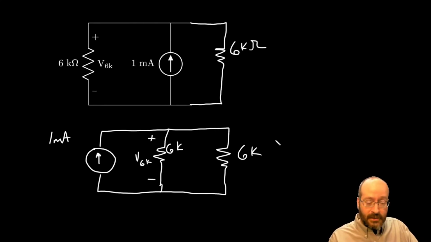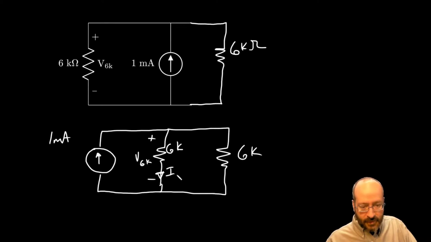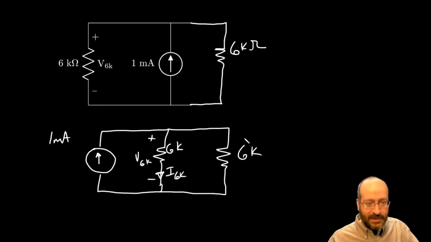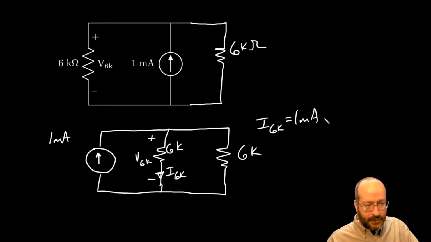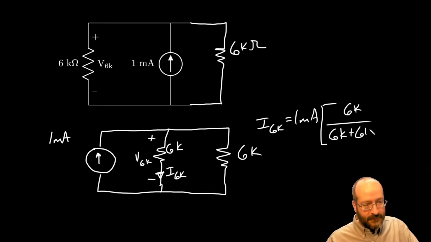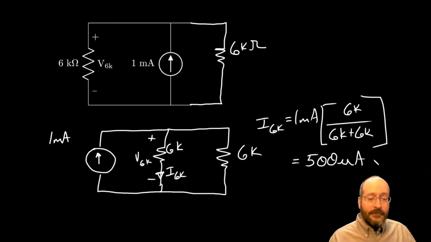Apply the rule. Okay, give me the formula that you need in order to find that. I'm not looking for a voltage. Current divider finds a current, right? So we're going to find this, and we're going to call that I through the 6K that we're interested in. I 6K equals 1 milliamp. The opposite branch resistance is 6K, and the sum of the branch resistances is 6K plus 6K. Okay, and we end up finding that we have 500 microamps flowing through that resistor.